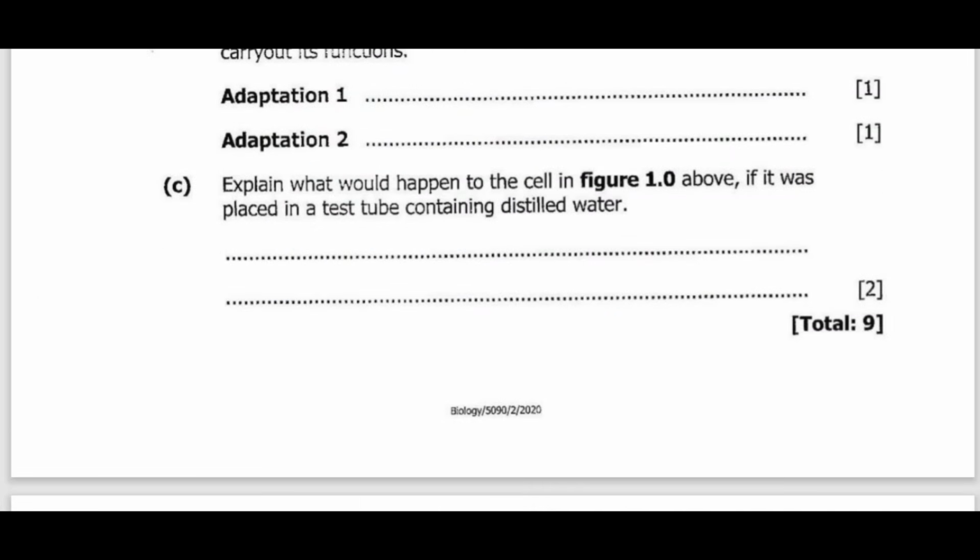So we are saying rectangular shape to increase its surface area.